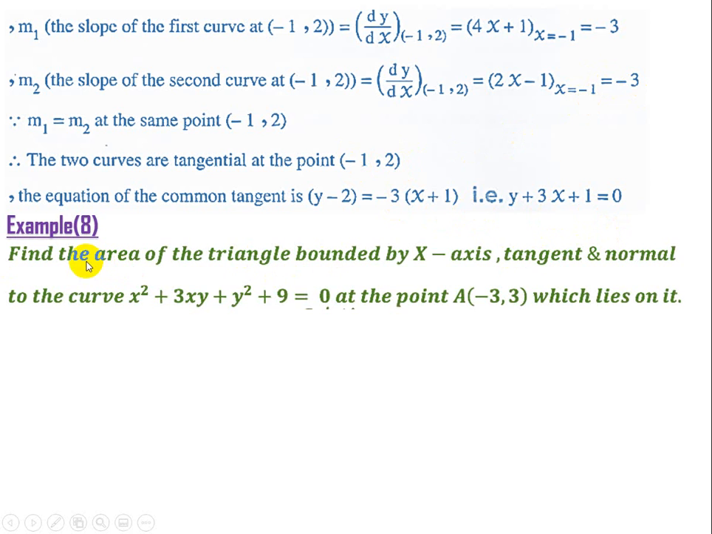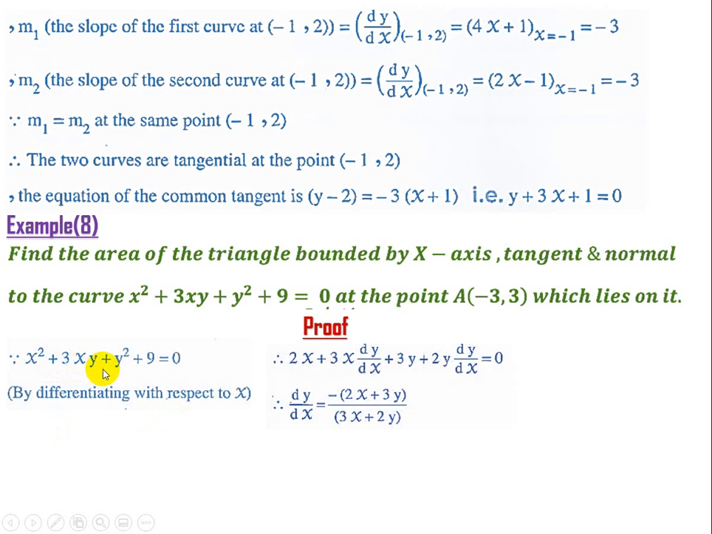Example number 8. Find the area of the triangle bounded by the x-axis, tangent and normal to the curve x squared plus 3xy plus y squared plus 9 equals 0 at the point A (-3, 3), which lies on it.